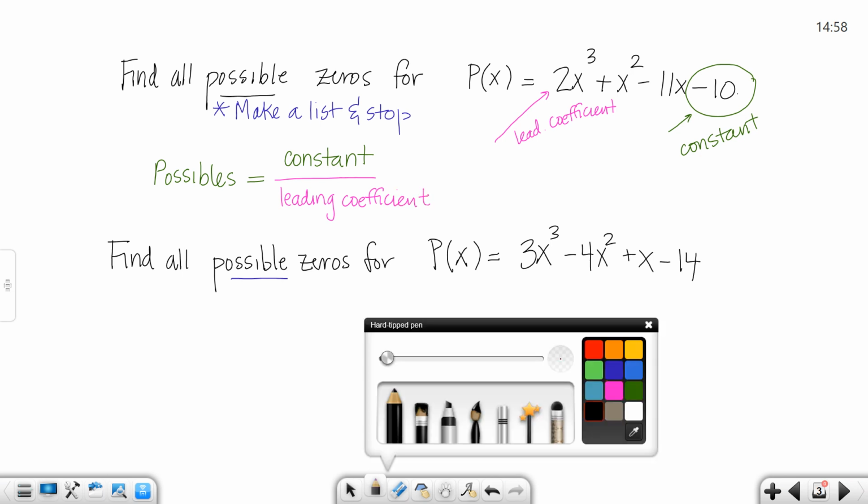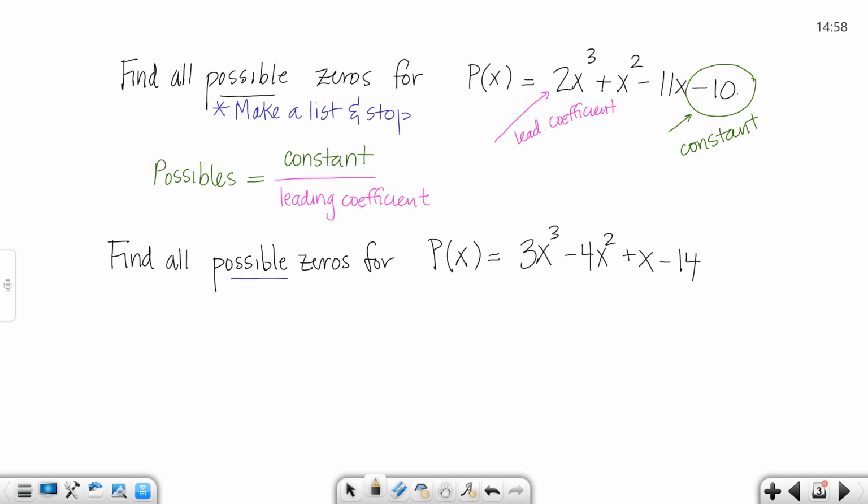Okay, so let's make this list out. My constant is the number negative 10. So if we think about the numbers that go into negative 10, we could take a positive 1 and a negative 10, but we could also take a positive 10 and a negative 1. For this reason, you want to list both positive and negative factors. So 1 and 10 go into 10, and also 2 and 5. Those numbers go on the top because a constant goes on the top. The leading coefficient is that 2 in front with the pink arrow. So that would be 1 and 2. Those are the numbers that go into 2.